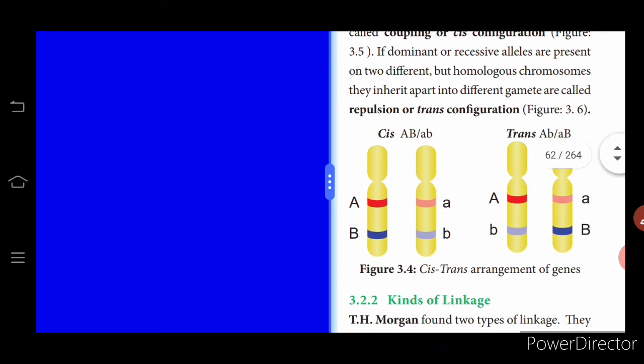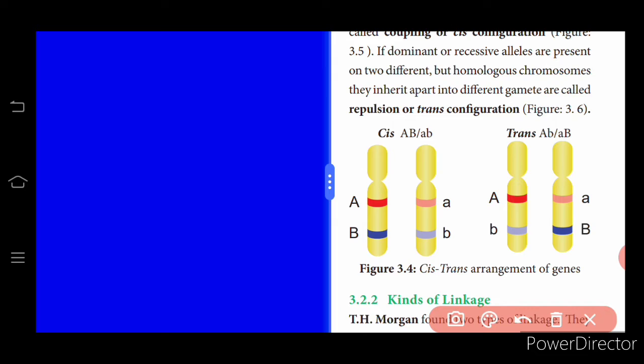You can see with the help of the diagram here, in cis configuration in the homologous chromosome, A and B are together, inheriting together. And here in trans configuration, they are not inheriting together. You can see here A is going with small b. Why? Because this is not inherited together with this. So some changes have occurred during meiotic cell division. The tendency is not that they always inherit together. So it is called trans, right?